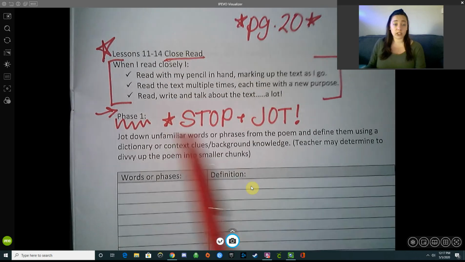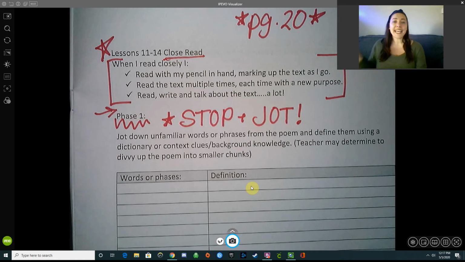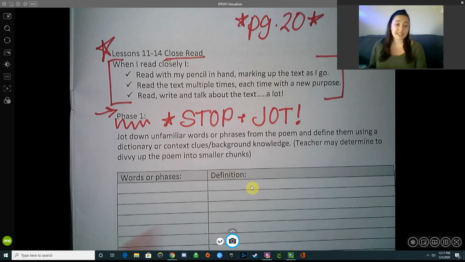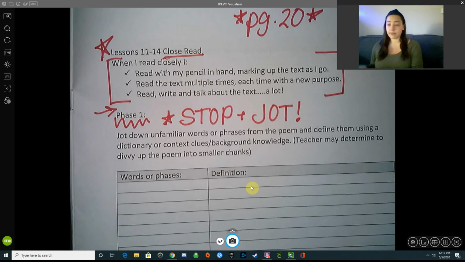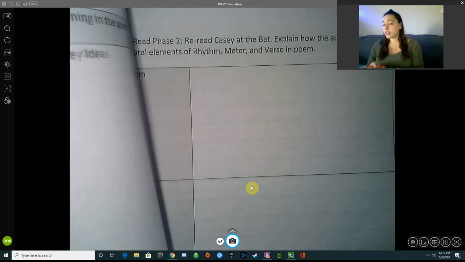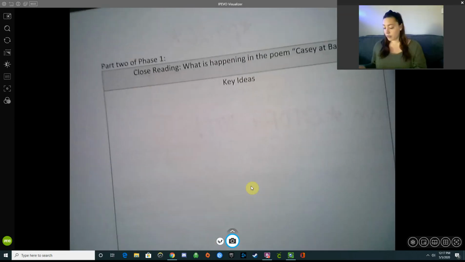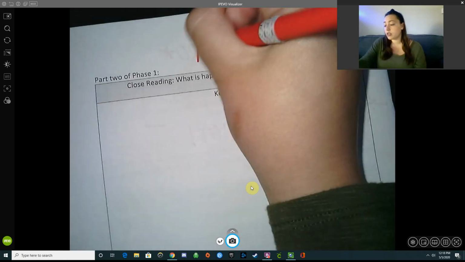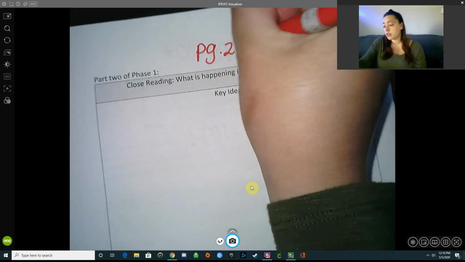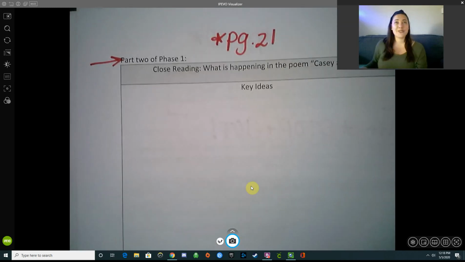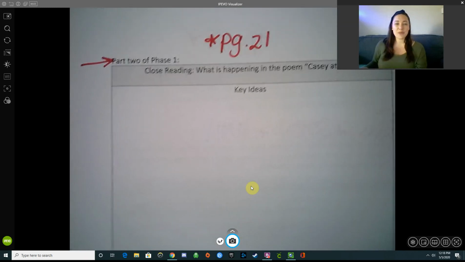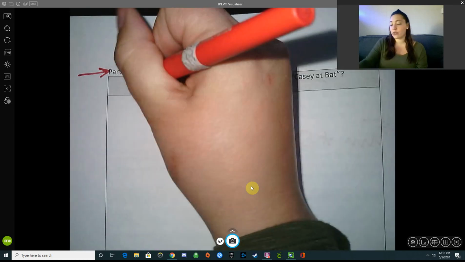Again, phase 1 is to closely read that poem, stop and jot some words or phrases, and then go back and look up those definitions. I'm also going to have you do part 2 of phase 1. So if you turn your page to page 21, you will see the top of this page says part 2 of phase 1. Phase 1 is the close reading.